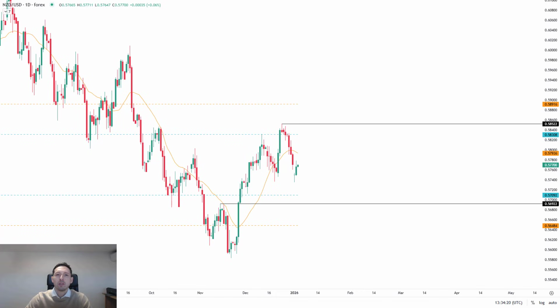Next is New Zealand dollar. Now, both these currencies are weak. We'll see this in the portfolio selection next. And as a result, this market's just ranging. Again, look at the moving average. It's kind of starting to go flat.